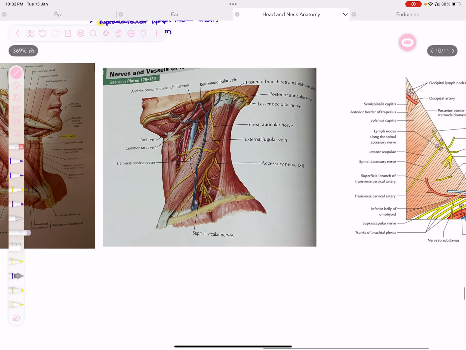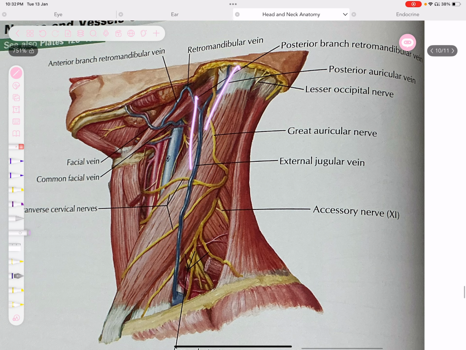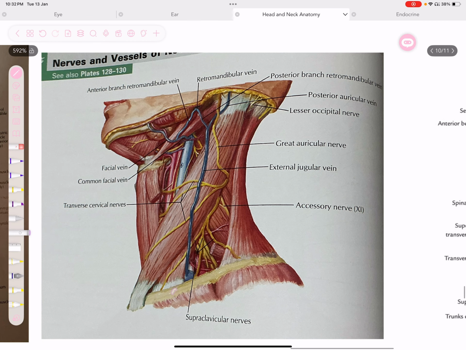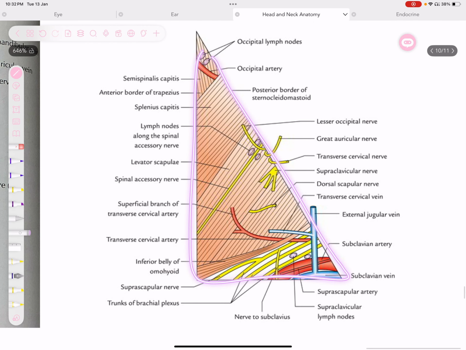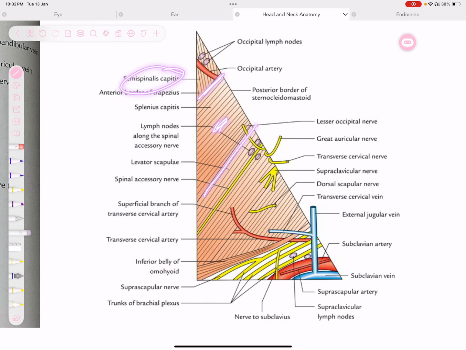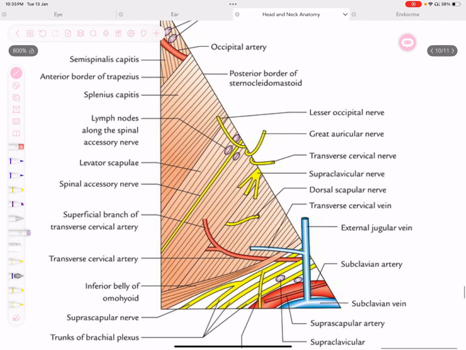Okay. Now here in this diagram, is there something for us to know? This was the artery. I already showed you retromandibular posterior branch and posterior auricular. They make the external jugular vein that drains into the subclavian vein. And these are the divisions you can see. They might also ask you to draw it. So yeah, this is semispinalis capitis. Then you have your splenius capitis. Then you have levator scapulae. Then you have scalenus medius. Good. And then you can recall all the nerves.